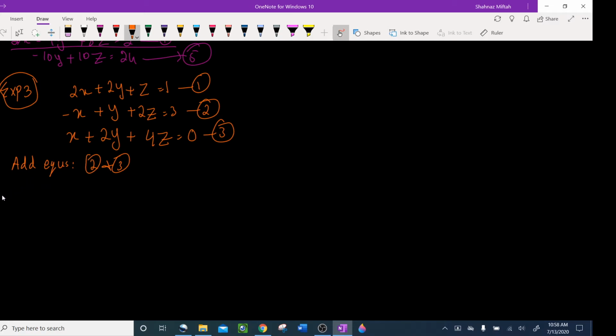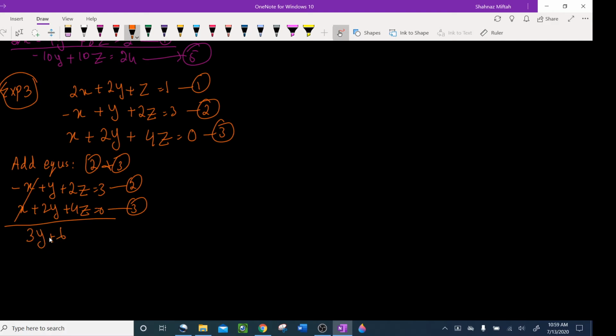So my equation 2 is negative x plus y plus 2z equal 3. The other one is x plus 2y plus 4z equals 0. This is my equation number 2 and this is my equation number 3. I know they cancel out. So I'm left with 3y plus 6z equal 3. Now we know that we just eliminated x, right? And this is my equation number 4.